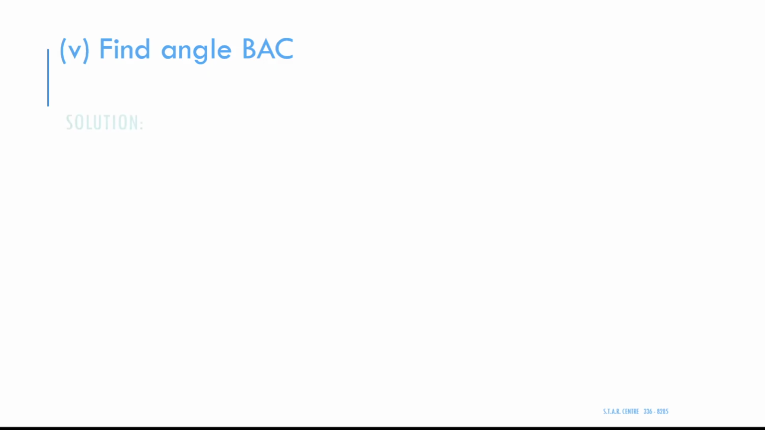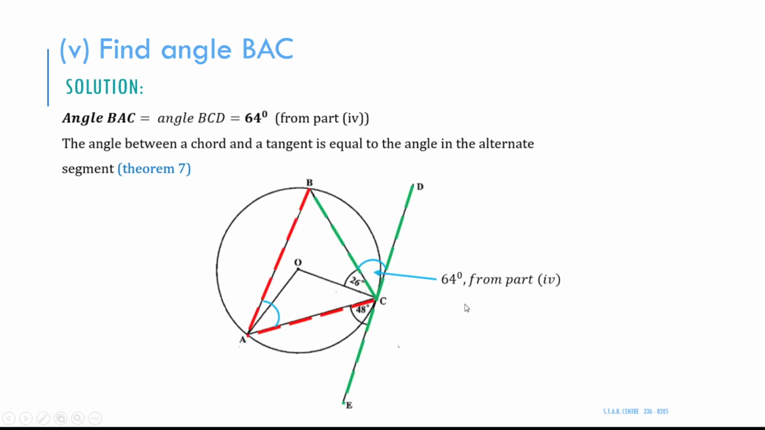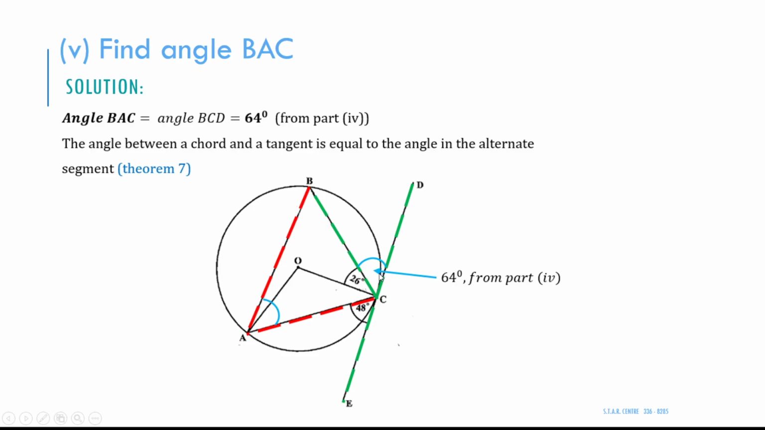And the last part, find angle BAC. So from our diagram, BAC would be this part highlighted by the blue arc. So that's this angle that we want to find. And looking at theorem 7, the angle between a chord and the tangent is equal to the angle in the alternate segment. And BC is a chord, DCE is a tangent. So this angle between the chord and the tangent is equal to the angle in the alternate segment. So if I have this red dotted line extended from that chord, then this is the angle that would be equal to this one.